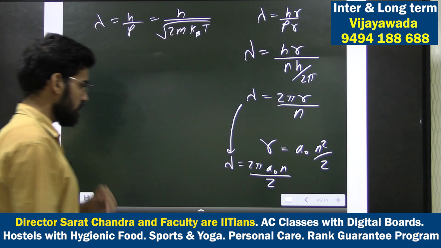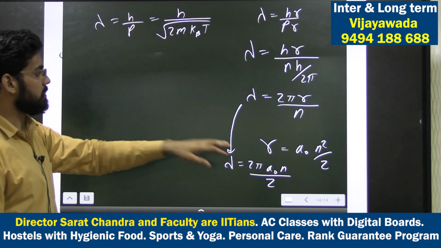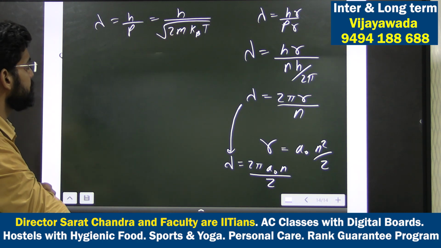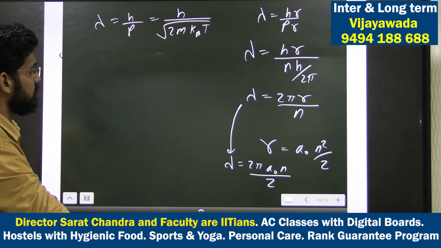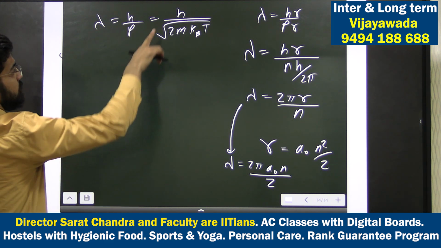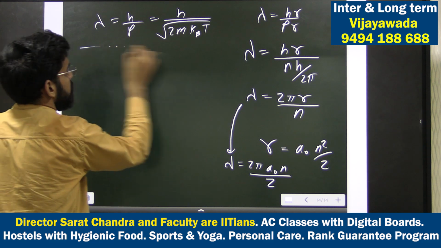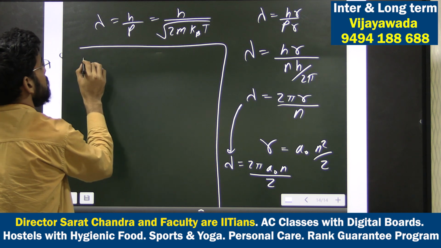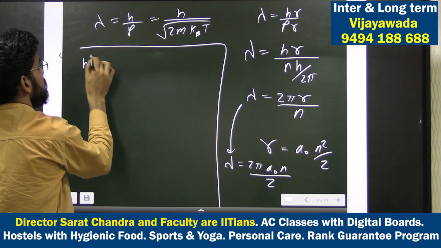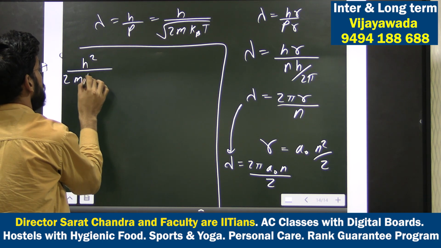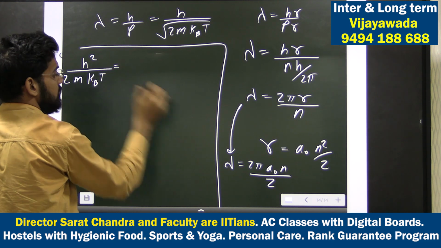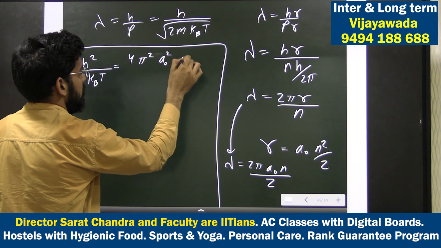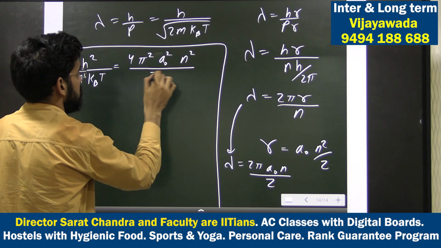Okay, that's the lambda. Now he's saying this lambda and this lambda are equal, so we have to get the t. So you square both sides and put the value, square and then equate. Lambda is squared here, lambda is squared here, because I want t. So h square here over 2m kb into t, and this side if you square, 4 pi square a naught square n square by z square.